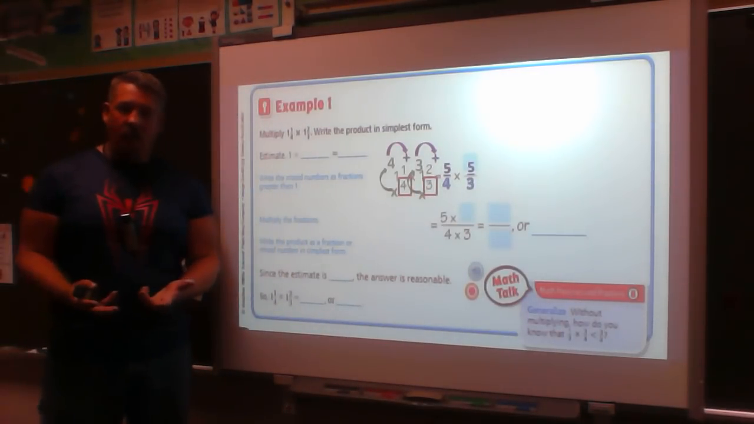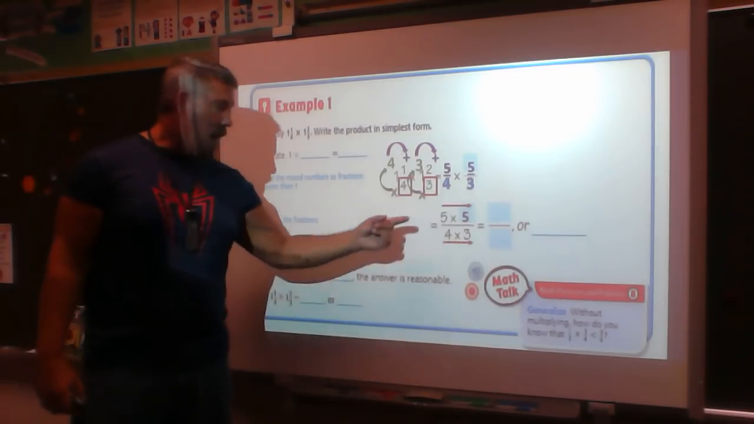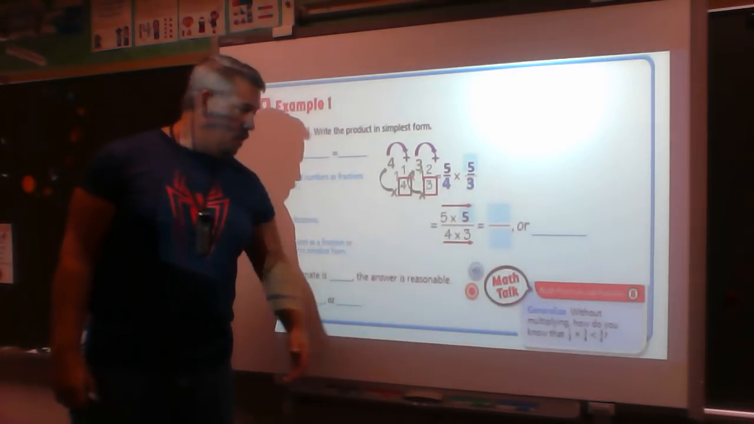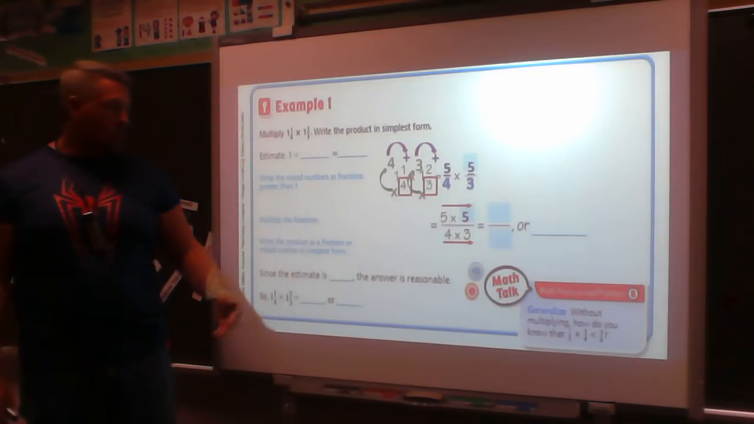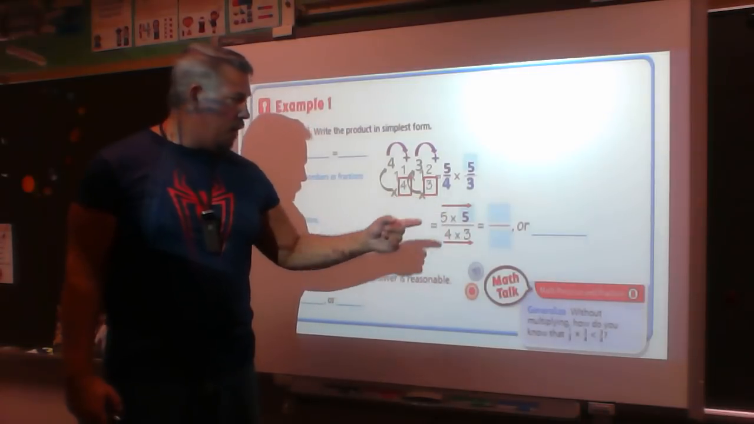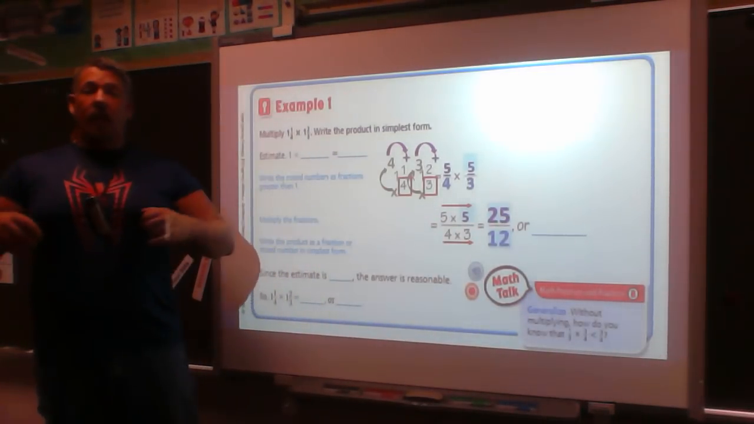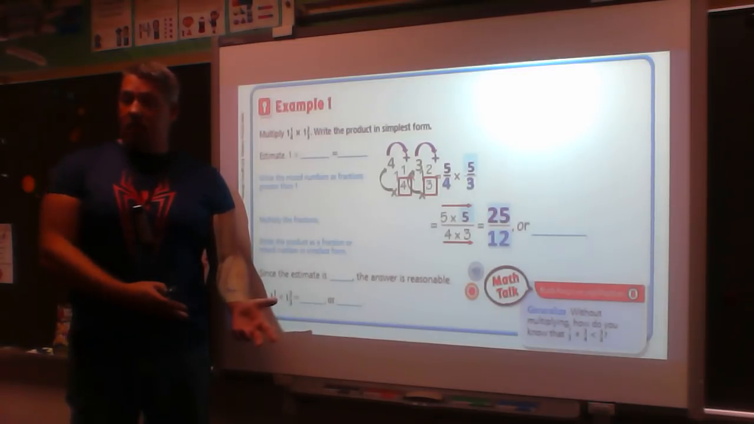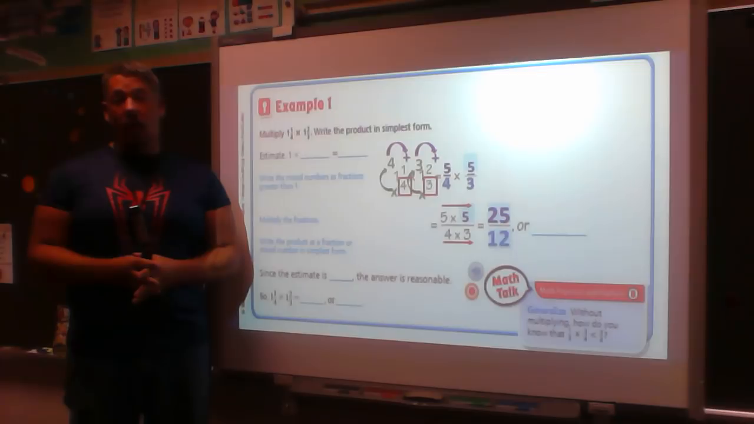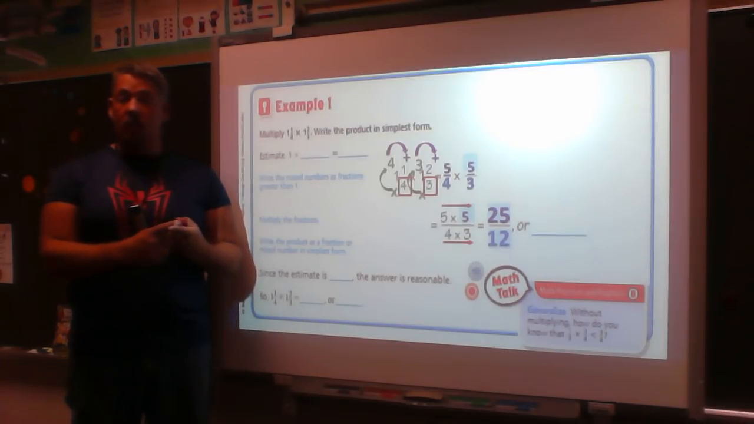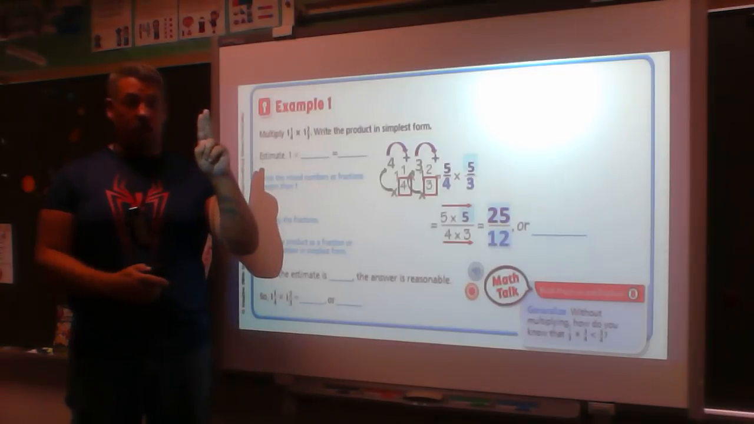Now I have regular fractions that I can multiply. I have 5/4 and I have 5/3. How do I multiply? I multiply straight across. I take 5 times 5 and I get 25, and 4 times 3 is 12. That's getting to my answer, and I cannot have improper fractions in my answer. So now I may have to convert it into a mixed number. I may have to reduce it. I may have to do both together.